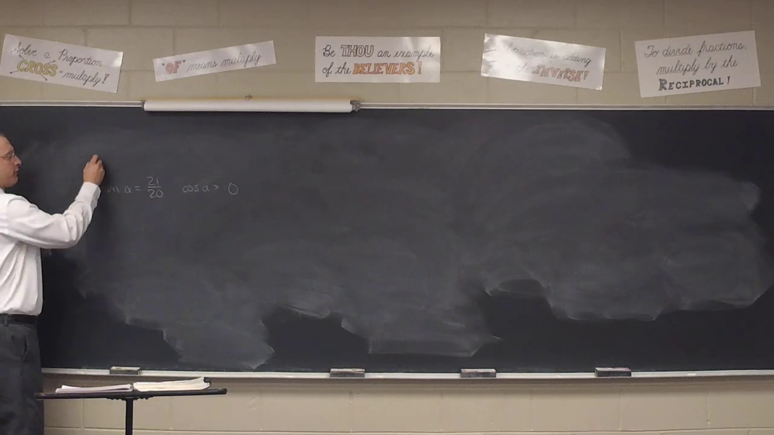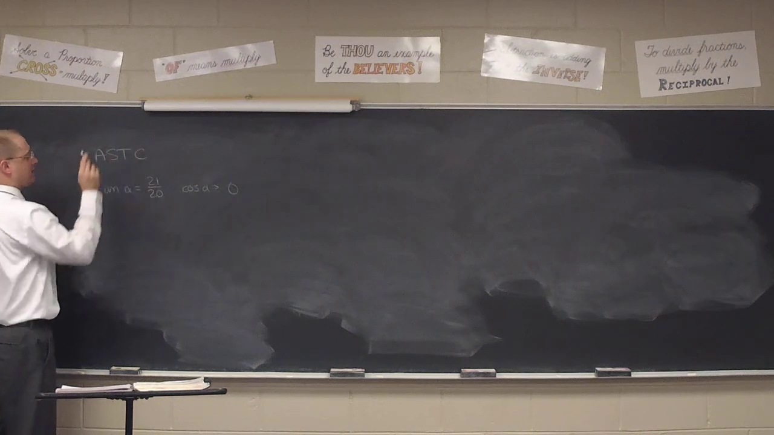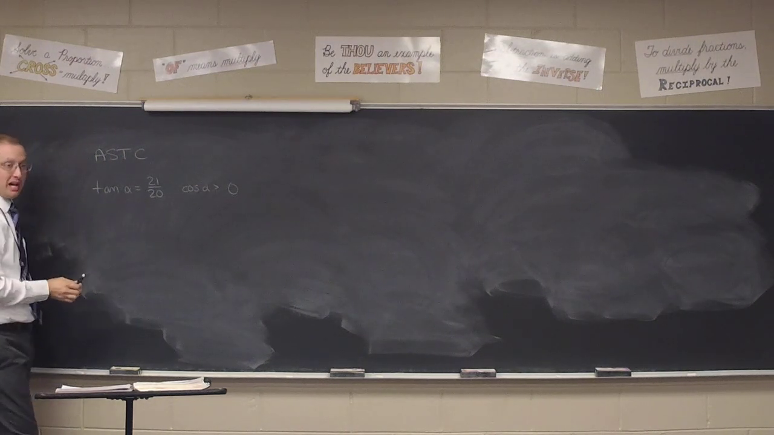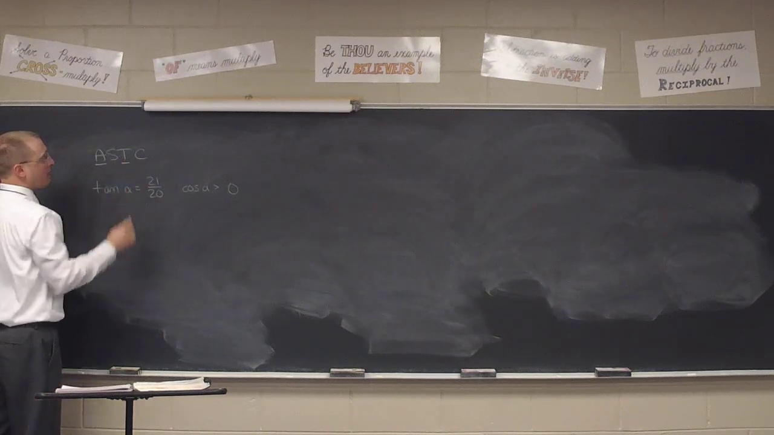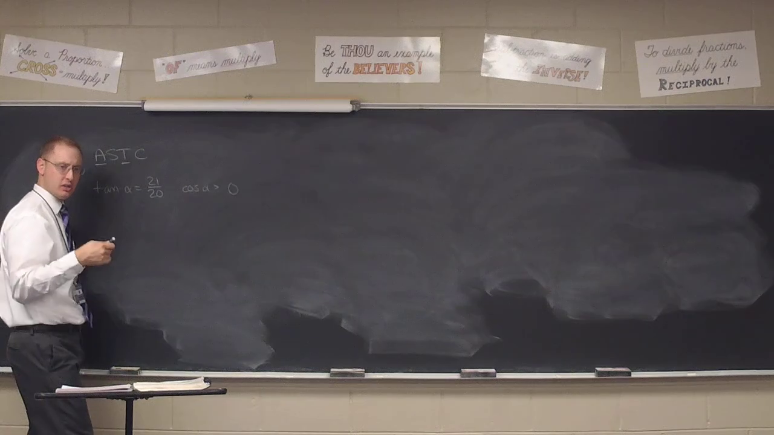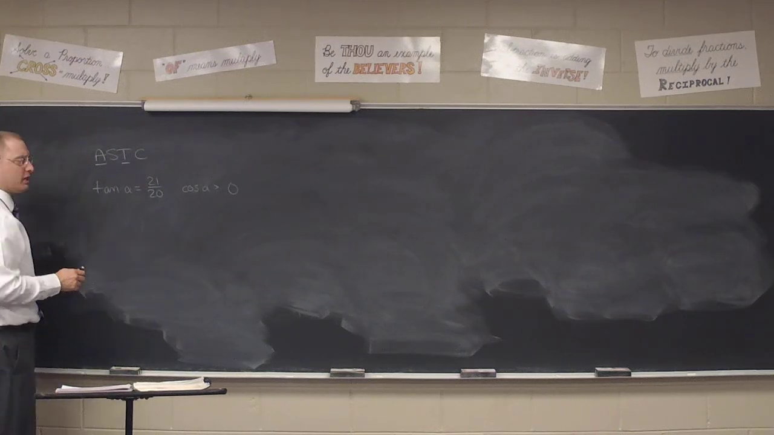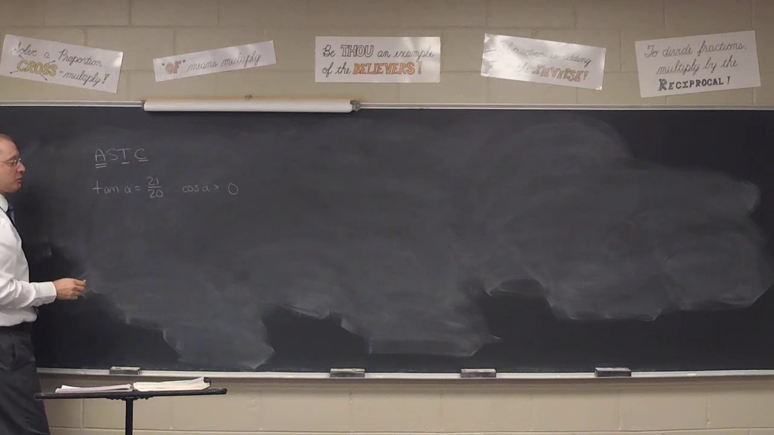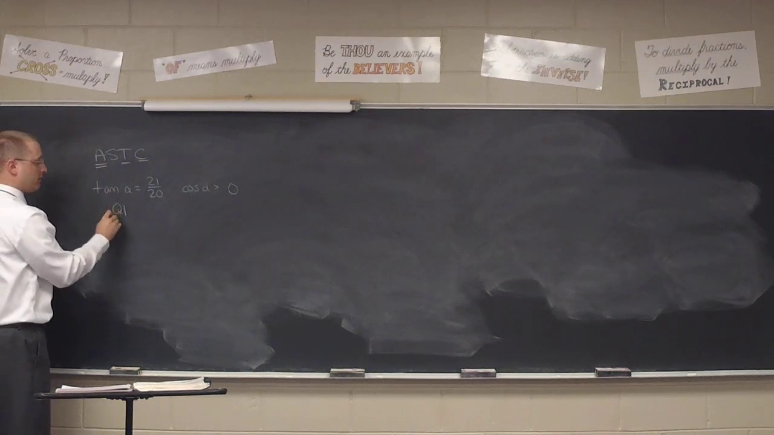Let's find the quadrant first. ASTC. Quentin, tangent is evidently positive. What quadrants could that be? 1 and 3. But Jamie, it also says that cosine's greater than 0, which means cosine is positive. And cosine's only positive in first and fourth. First and fourth. So evidently, class, we are in quadrant 1.